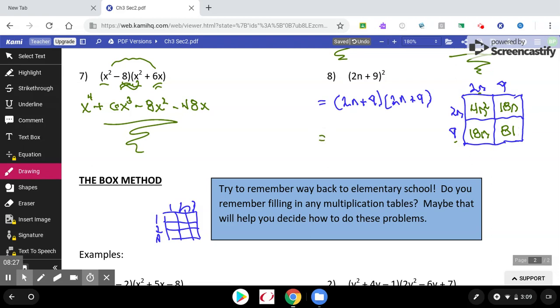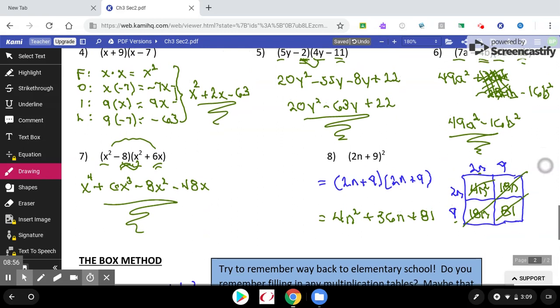Add up the stuff in the box. I got a 4n squared, but I have no other n squareds. That guy's done. I got an 18n and an 18n to add up. That's a total of 36n. Now remember, since we're adding, now we're not doing anything with the exponents. We want to leave n the same. And I got a plus 81 to stick on the end. And that's it. So let me scroll back up here.